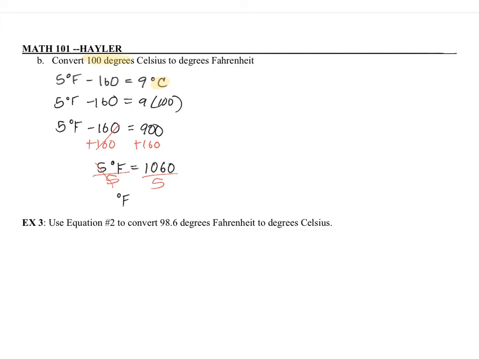That should end up being like 210 or 212 or something. Let's see. 1060 divided by 5 is 212. How did I know that? Well, remember, 100 degrees Celsius was the boiling temperature, and I know that 212 degrees Fahrenheit was also the boiling temperature. All right.